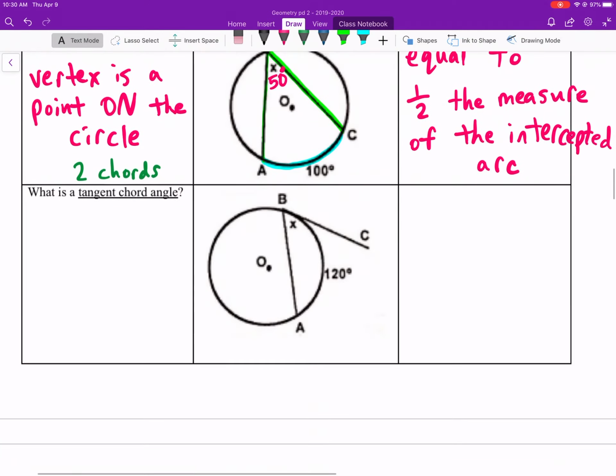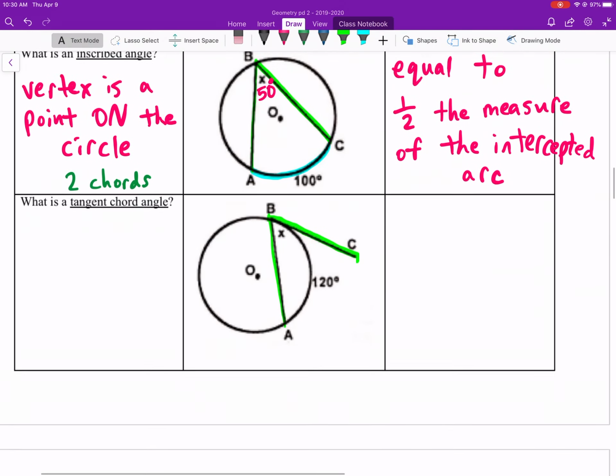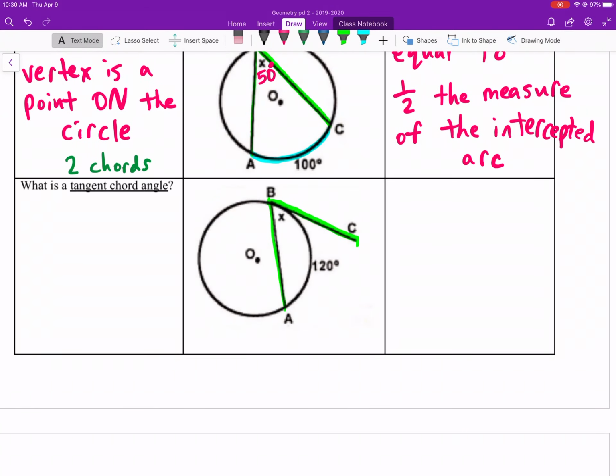Now I don't want to spend too much time on a tangent chord angle, but essentially a tangent chord angle is made from a chord right here. That's a chord, and it's made from a tangent. BC right now is a tangent. It's the exact same rule that's applied for an inscribed angle. And you think that kind of makes sense because the vertex is a point on the circle, just like it is for the inscribed angle.